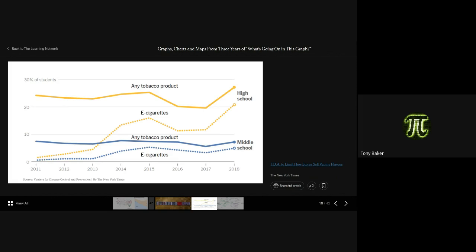What's wrong with this graph? The topic, or just the graph itself? Well, the graph itself. Was it 30%? So it's showing middle school and high school. So this graph, what's this graph? What do you think the purpose of this graph was?